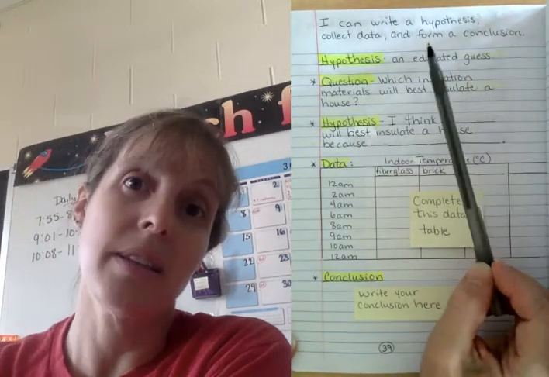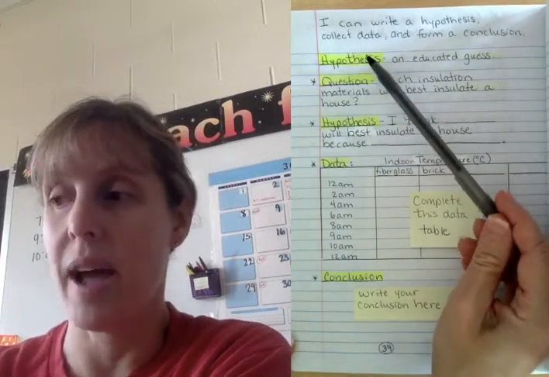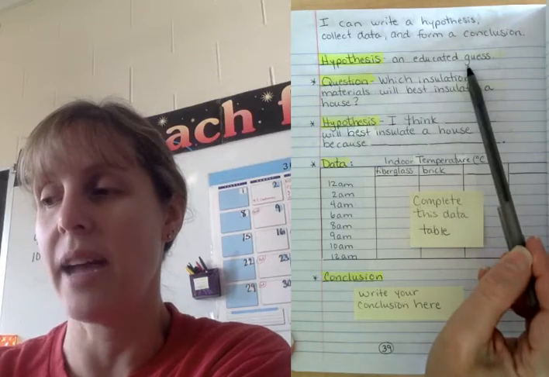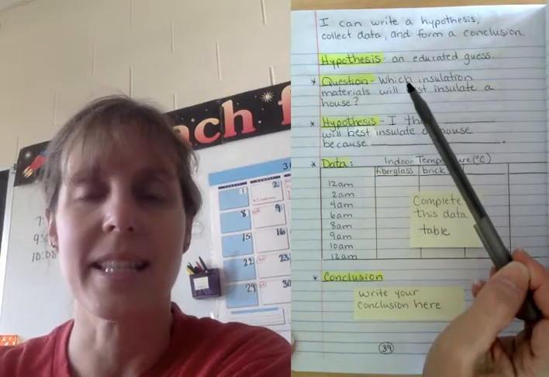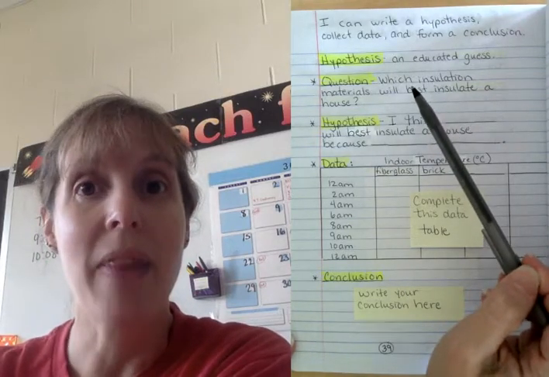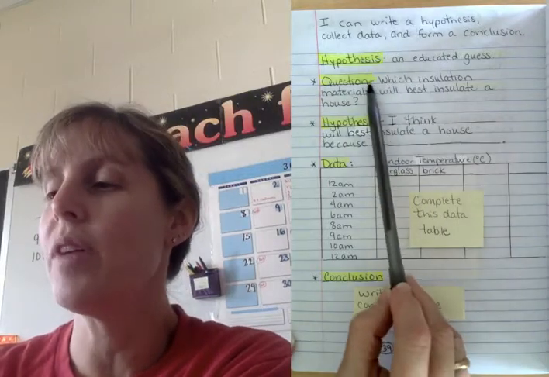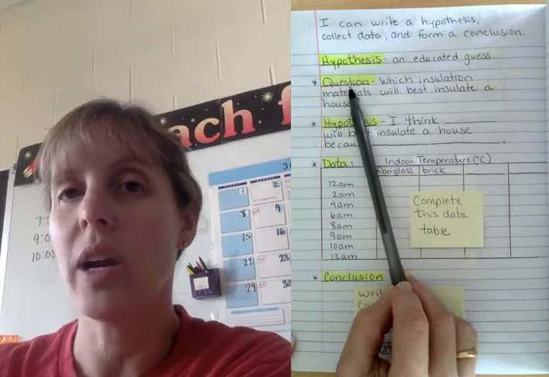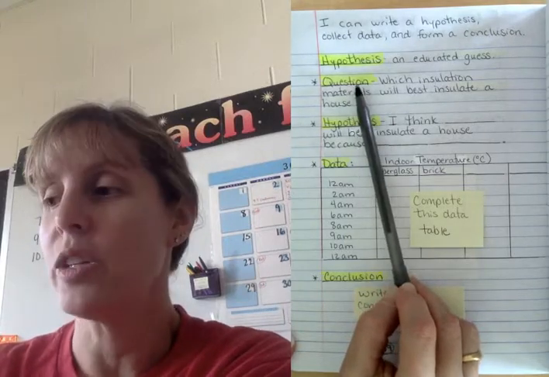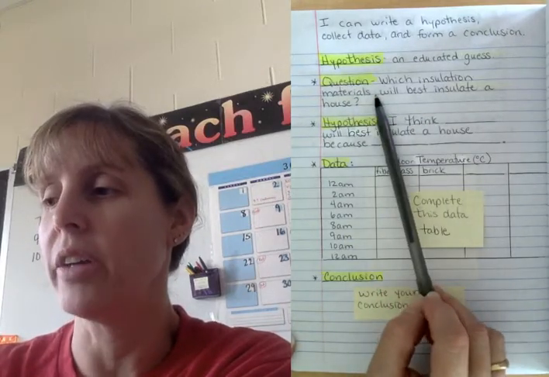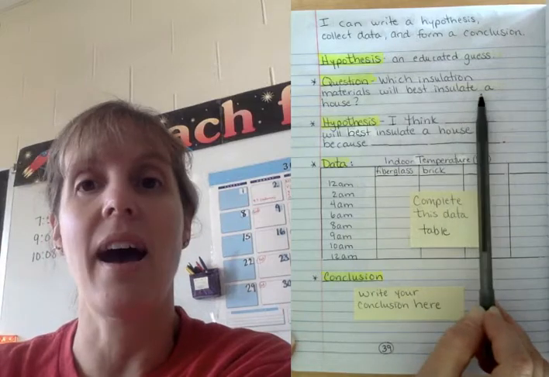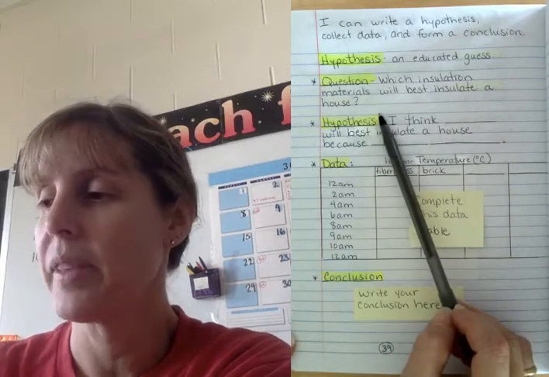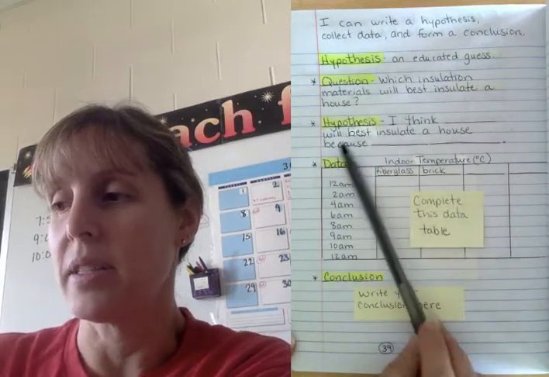So here's how the scientific method really works. You really have a hypothesis, which is an educated guess. Hypothesis. Say it with me. Hypothesis. Then you develop some kind of question or problem that you want to solve. So the question that we're going to actually try and solve today is which insulation materials will best insulate a house? Okay?